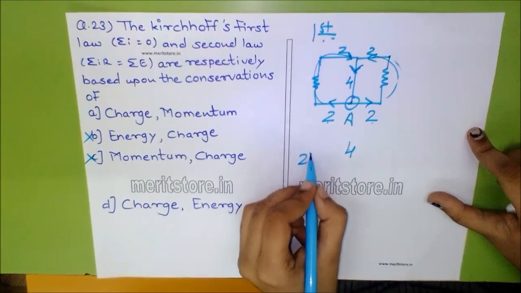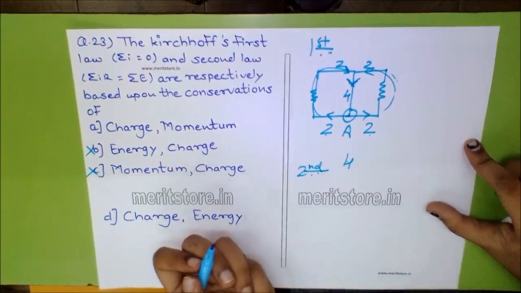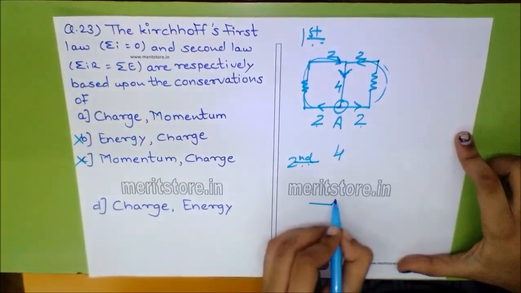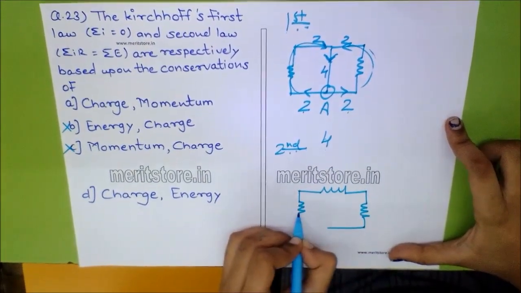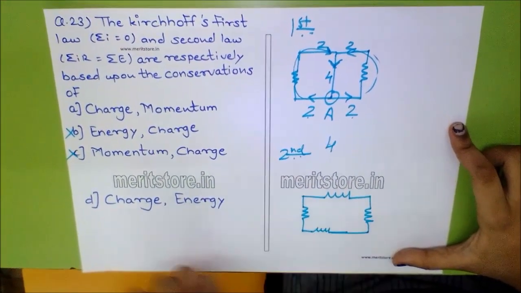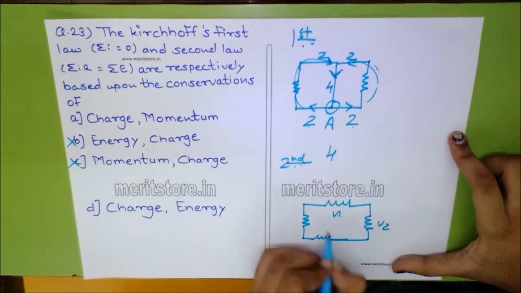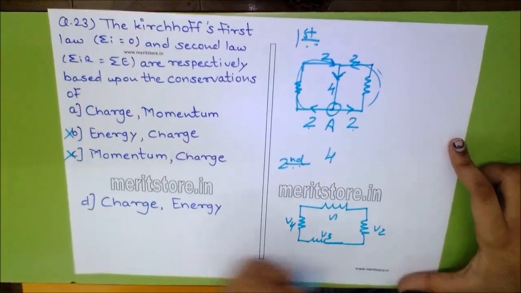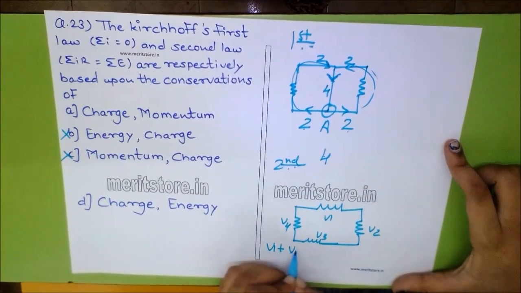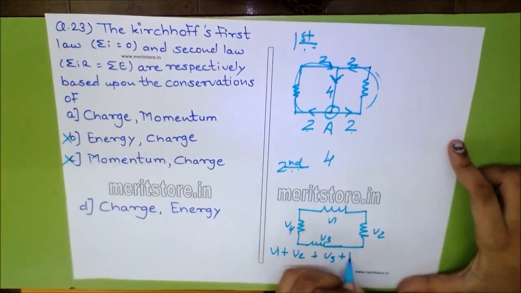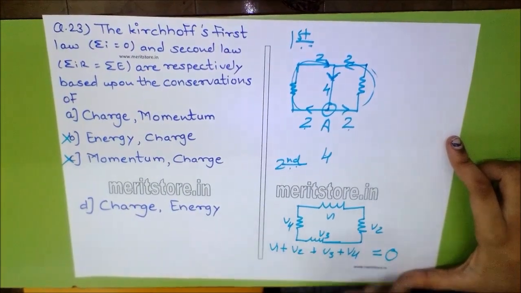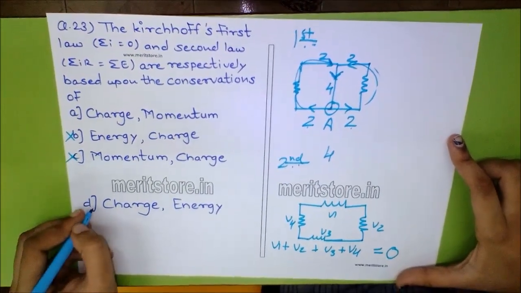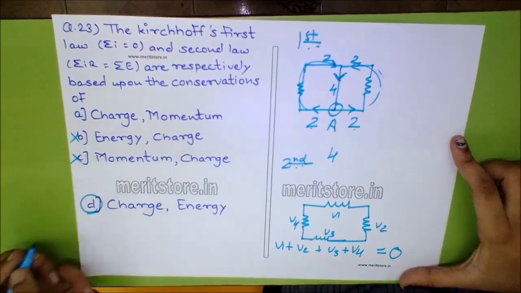Kirchhoff's second law states that the sum of the EMFs of the entire circuit is 0. So if I have a circuit with V1, V2, V3 and V4, then when I add V1 plus V2 plus V3 plus V4, this will turn out to be 0. That is, the total energy is being conserved. Therefore option D, charge and energy, is the correct option.